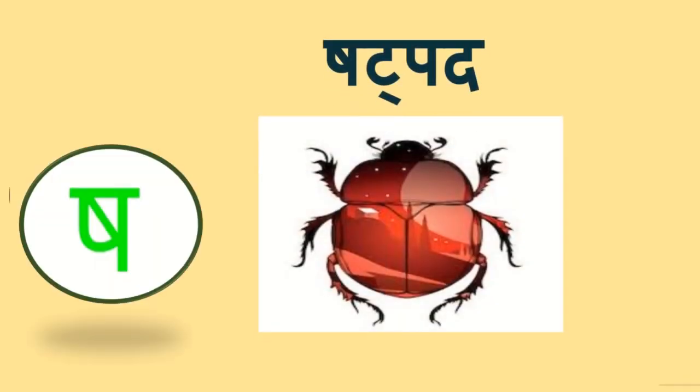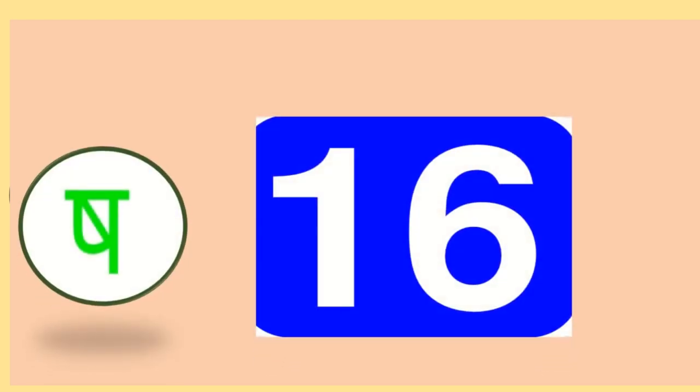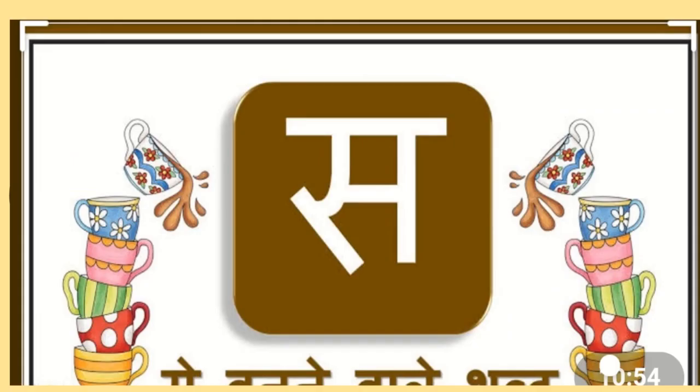Sh say shatpad. Shatpad means hexapod, the insect which has 6 legs: 1, 2, 3, 4, 5 and 6. It has 6 legs. That is why it is called a shatpad. Sh say shodash. Shodash means number 16.